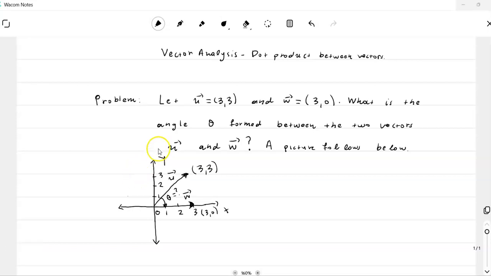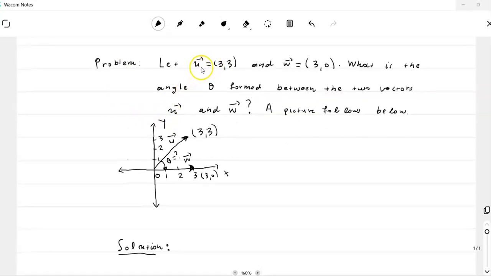Alright, so the title of the video is Vector Analysis, Dot Product between Vectors. We have the following problem. Let U be the vector (3, 3) and W be (3, 0). What is the angle theta formed between the two vectors U and W?